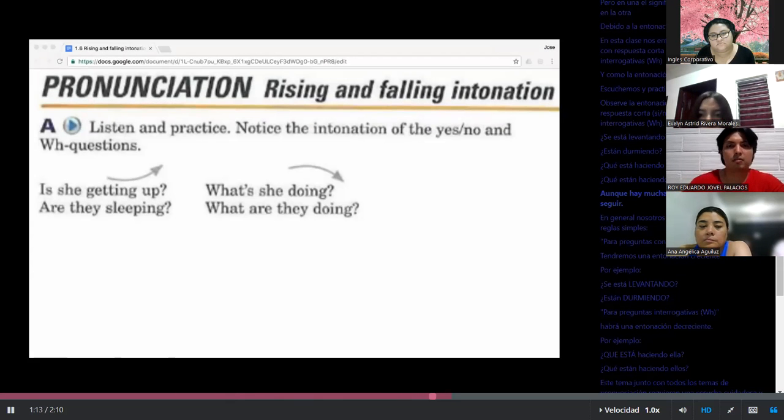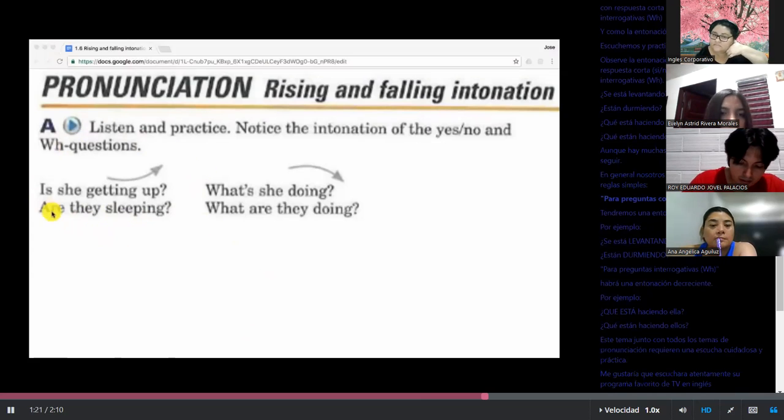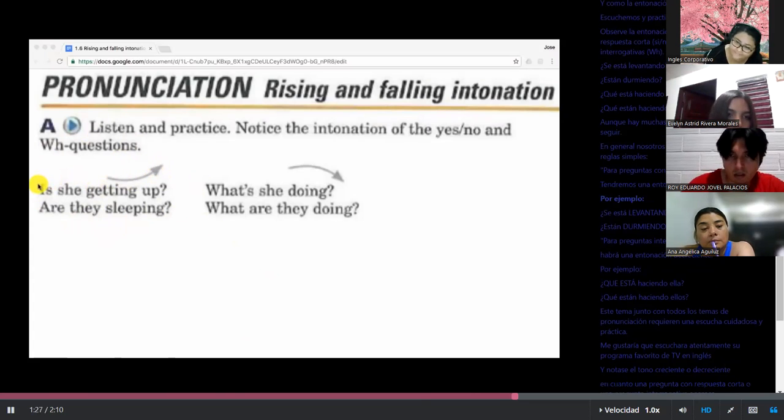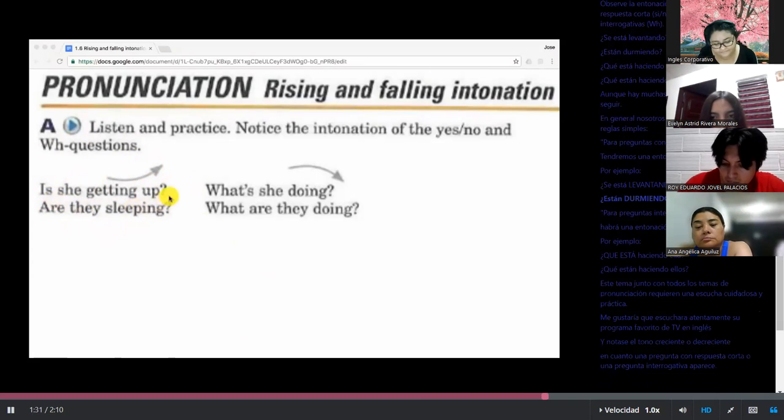Well, there are many exceptions and rules to follow. In general, we can follow these two simple rules. For yes and no questions, there will be a rising intonation. For example, is she getting up? Are they sleeping?